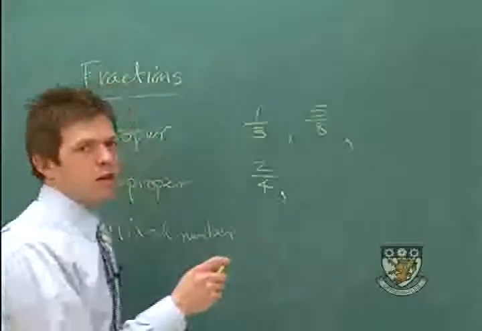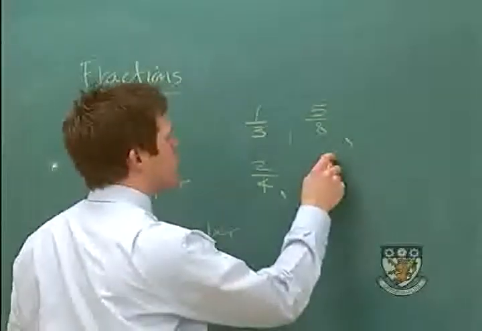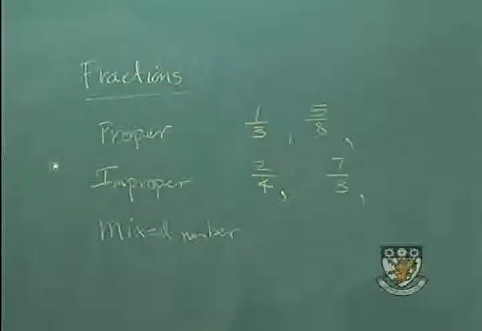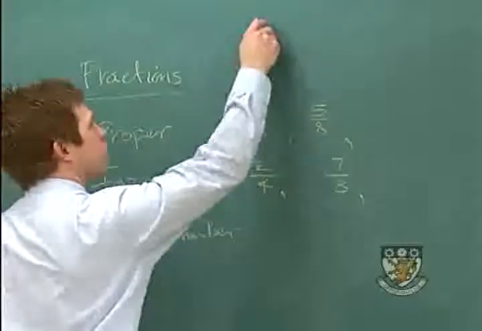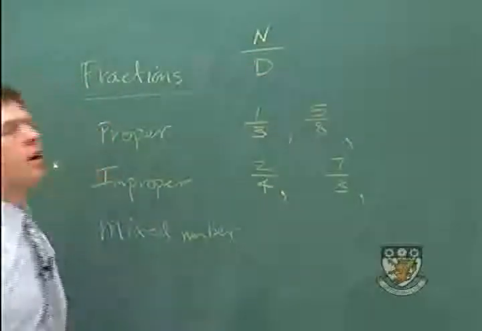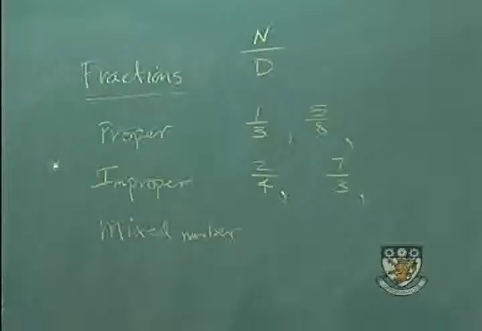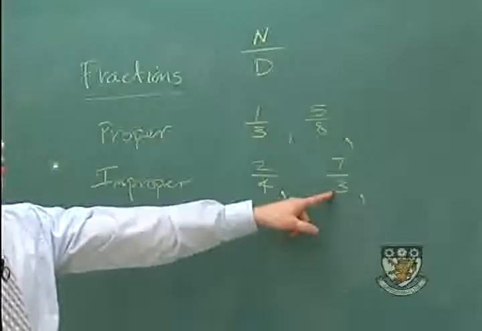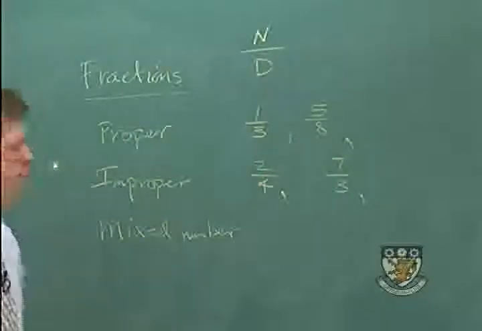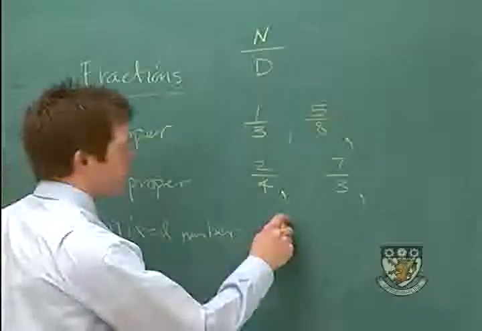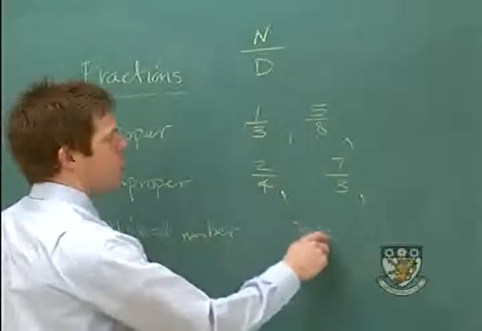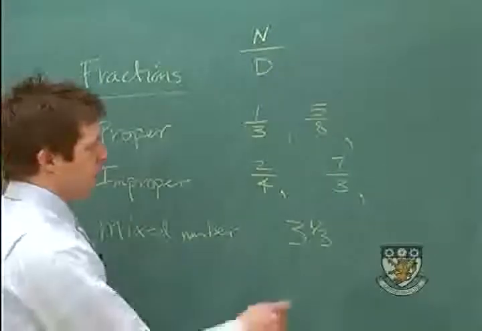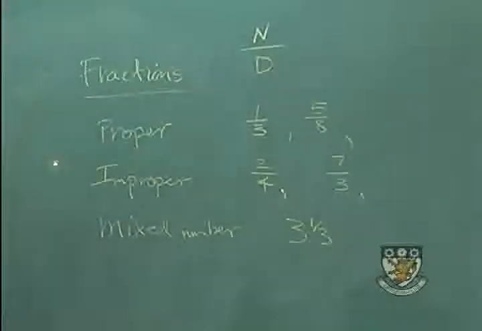Also, more commonly looked at as improper is when the numerator is bigger than the denominator. Numerator over the denominator, always. So we have here 7 over 3. The numerator is larger. That's called an improper fraction. Last one we have here is called a mixed number. That's whenever you have a whole number and a fraction together. And it could be any type of different mixed numbers.